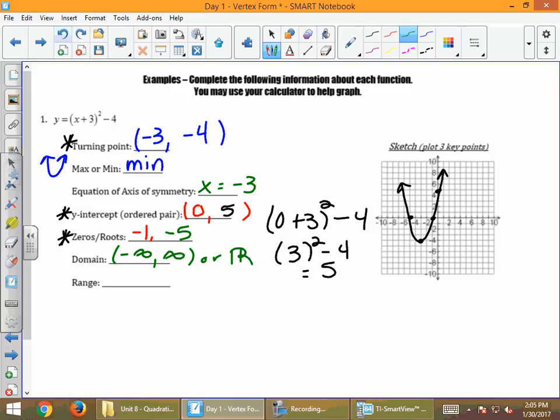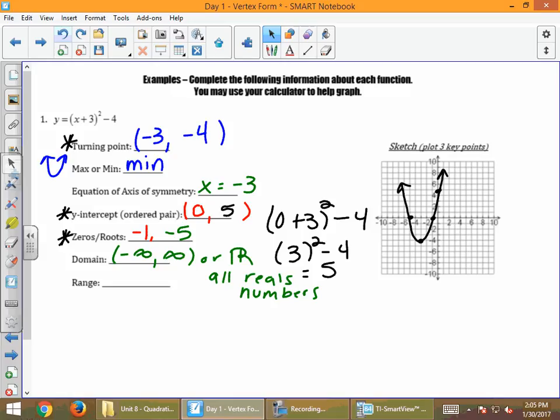Double bar R. You might see that. You might see the words all real numbers. Just be aware, there are multiple ways to write it. Unless it specifies, I really don't care which way you use. Whichever one works for you. We do a lot with interval notation, and it might specify interval notation, so it's good to know how to write it in that form.